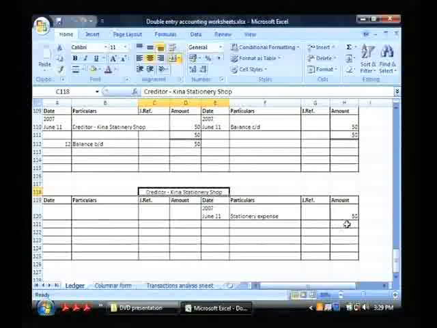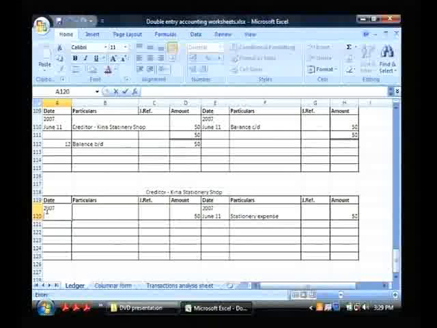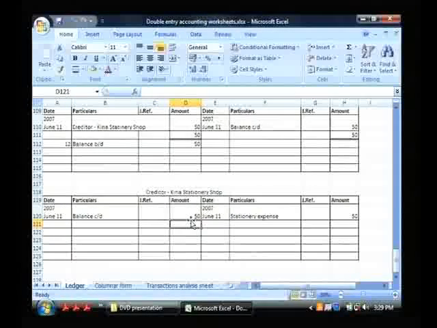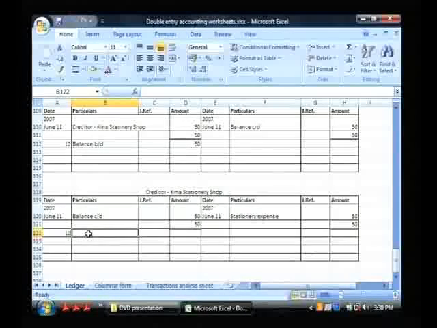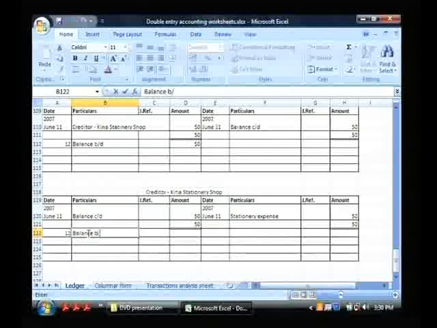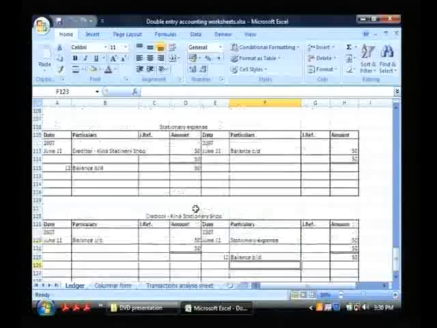50, Kina stationery shop, only one entry, therefore balance also same amount, June 11th, balance CD, then total same amount, double line, 12th balance, 12th, it is the opposite side, 12th balance brought down 50. So now we have balanced all the ledger accounts.